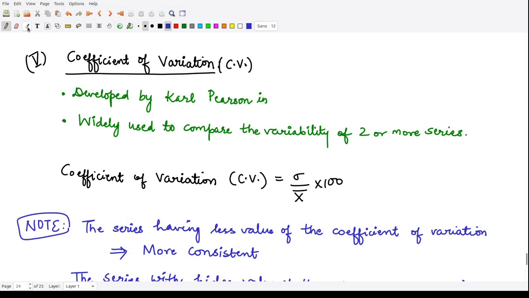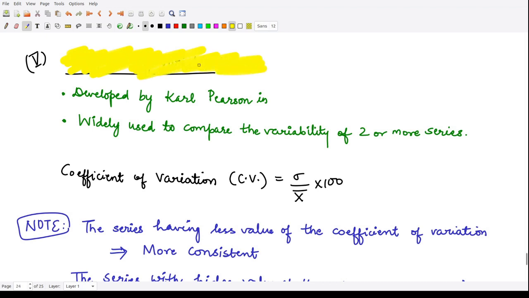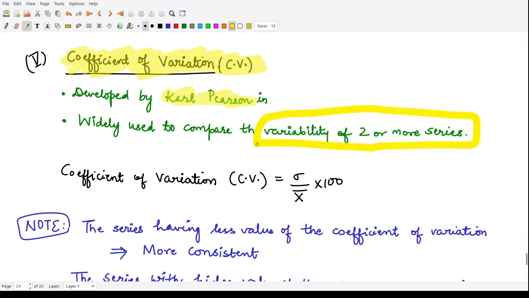So let us now discuss the last measure of dispersion, which is the coefficient of variation, C.V. This was developed by Karl Pearson, and moreover this is used to compare the variability of two or more series. Now this is important here.